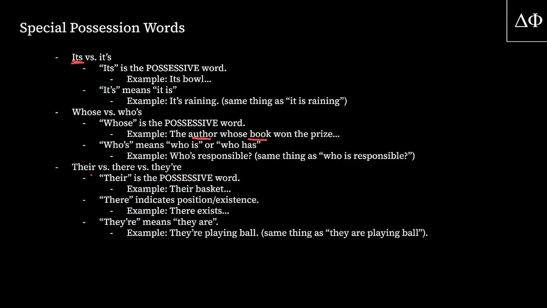Now there's their versus there versus they're. Their is a possessive word. Their basket. The basket belongs to them. There indicates position or existence. There exists. The ball is over there. Now that's position. They're means they are. So right here, they're playing ball. Same thing as they are playing ball.